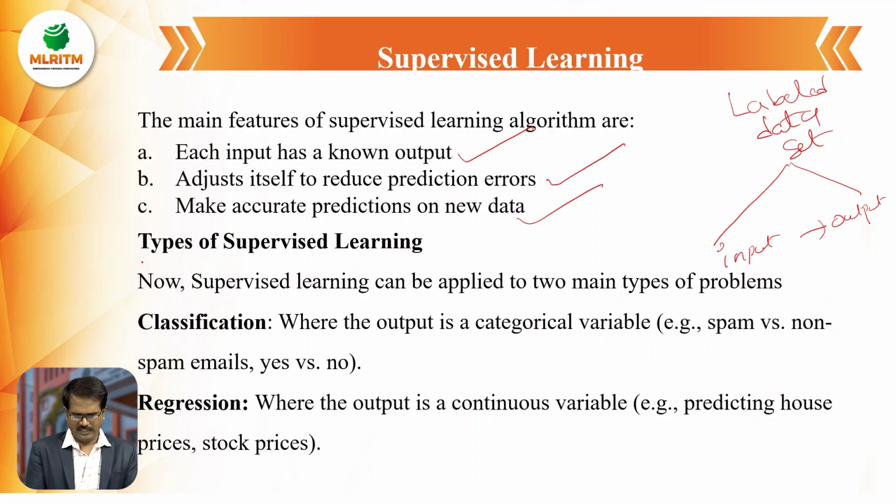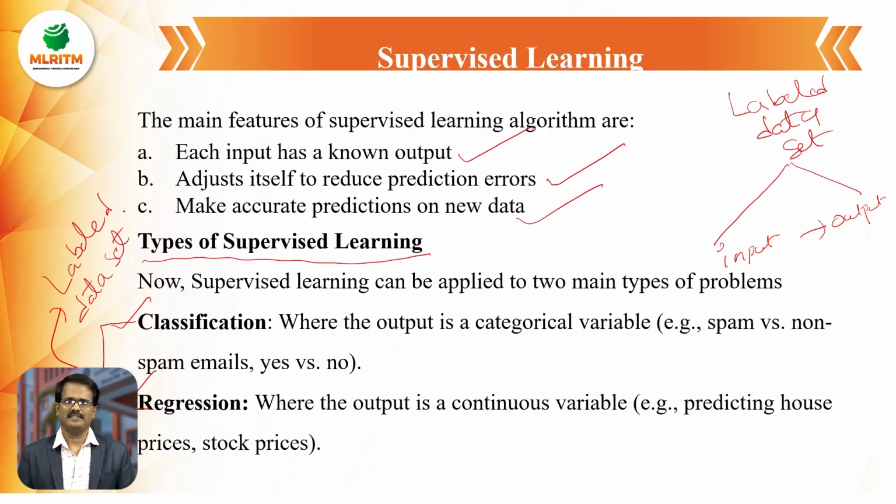Now, what are the different types of supervised learning algorithms we have? Majorly, we have classification and regression. These are the two supervised learning algorithms. What it means is that these two algorithms will work on the labeled data set only. Why? Because these two are supervised learning algorithms. Now, what is meant by classification? Classification is nothing but dividing the data into disjoint groups.